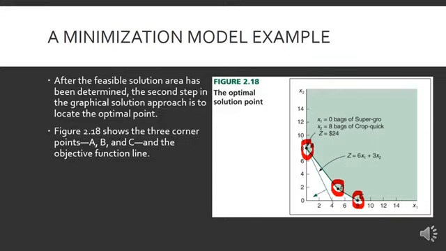Z, pag nakuha na natin yung point A, point B, point C, titingnan natin ngayon sa Z, dun sa profit natin, kung alin yung may pinaka mababa na sagot. Yun ang magiging optimal solution natin sa minimization model.